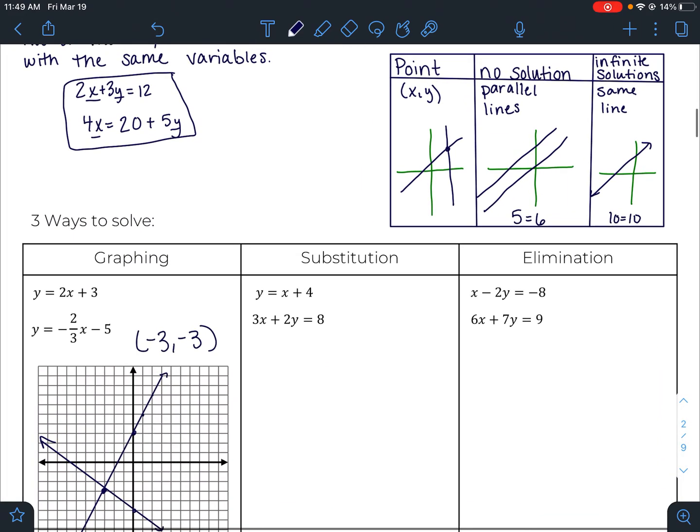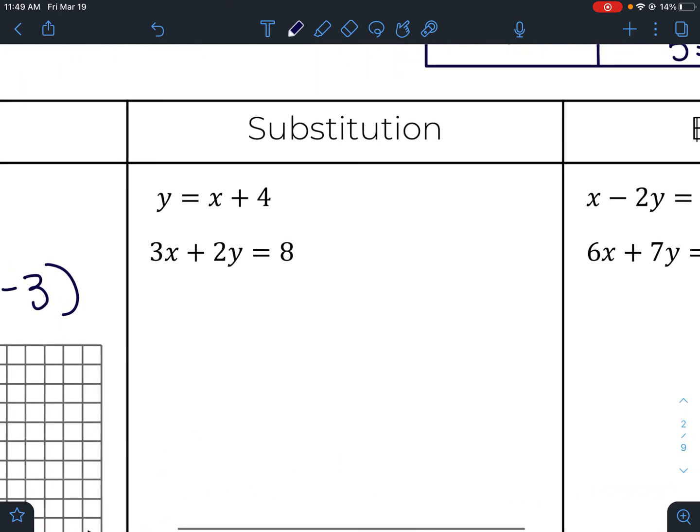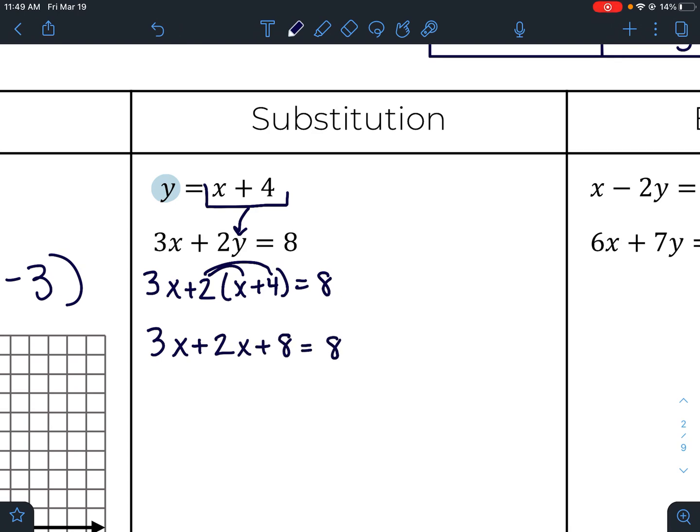Okay, so we're on that unit overview page if you need to get your bearings there. And I'm going into the substitution one. So once again, y is already by itself. So I'm going to take this chunk and plug it in for y. That gives me 3x plus 2 times my junk, x plus 4, equals 8. So I have to take that 2 and distribute it. So that gives me 3x plus 2x plus 8 equals 8.